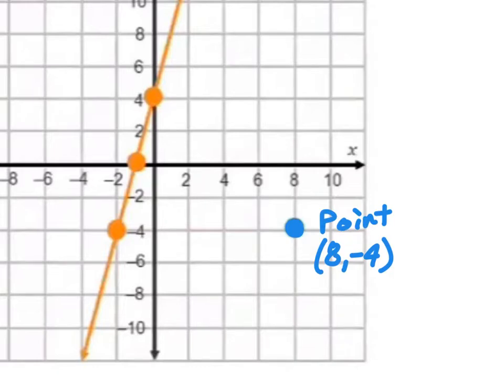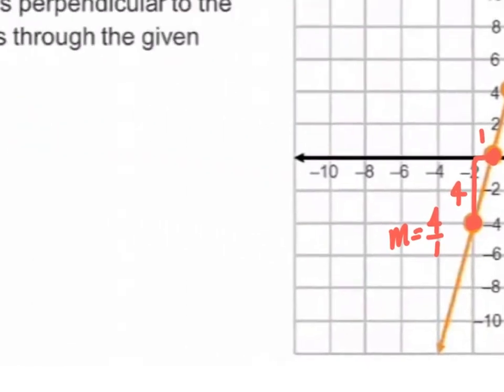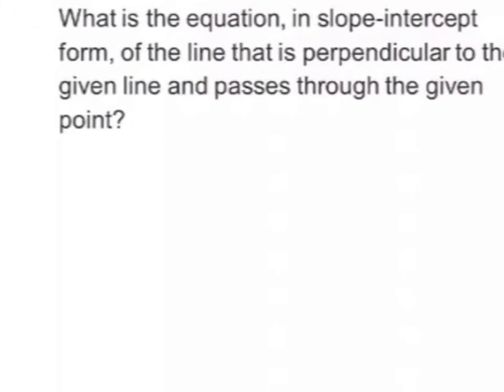And then the next thing I want to do is identify my slope. So I'm going from one point to the next. And what I notice here is that this slope is positive. I have a vertical change of 4 and a horizontal change of 1. Kind of hard to see, but that's 1. So my slope is going to be 4 over 1. Now, let's go back over here. I have my slope m is equal to 4 over 1, okay?